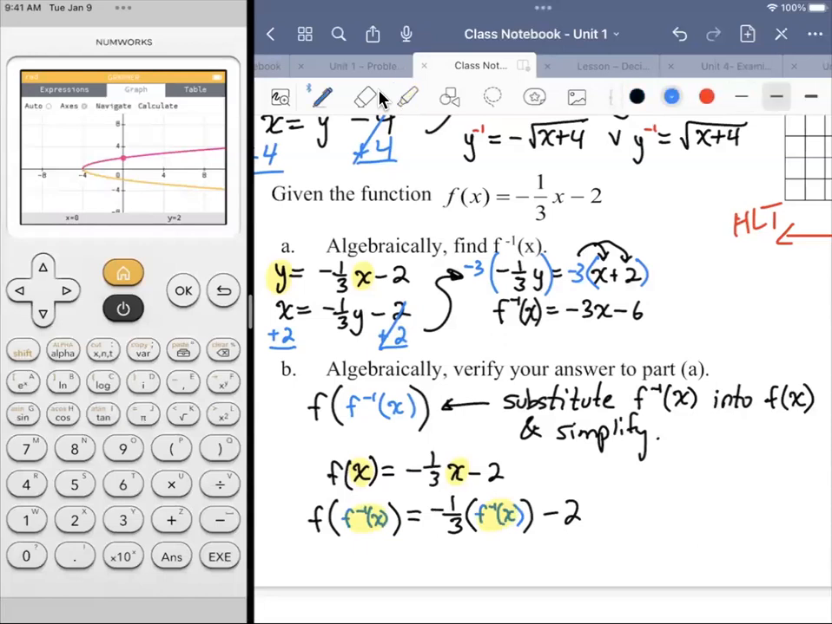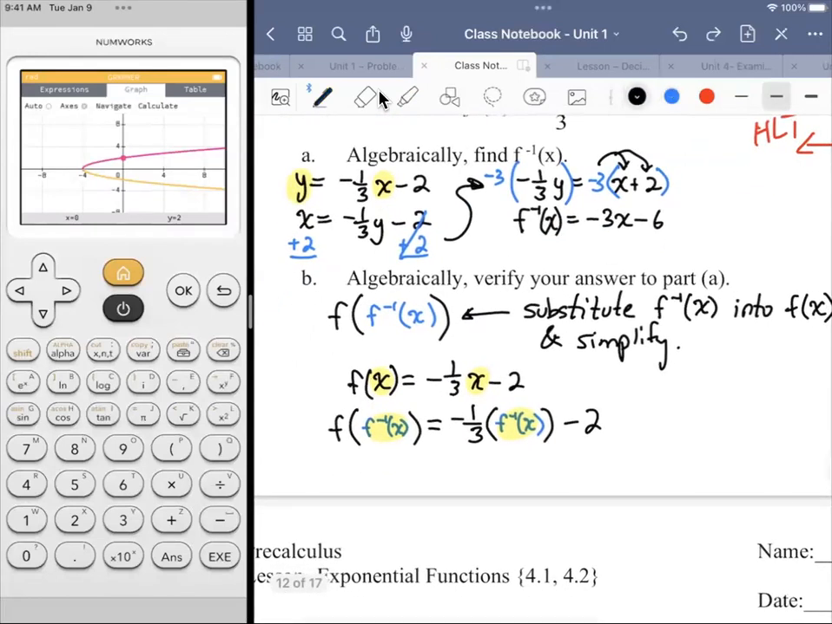And I could actually put the actual function in there because I know f negative 1 of x is equal to negative 3x minus 6. So I'm going to do negative 1/3. I'm going to replace the inverse function with what I know it really is, which is negative 3x minus 6. And then I'm going to simplify. All right, a little distributive property. That's going to give me x plus 2 and then minus 2, which ultimately simplifies down to x.